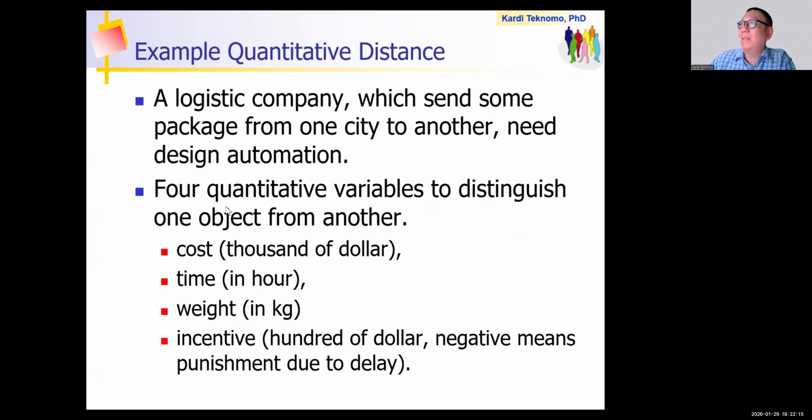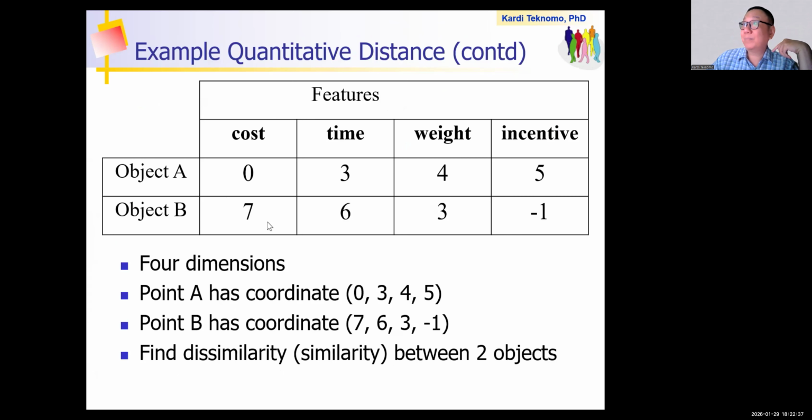So usually you will have something like this. Say for example, a logistic company sends a package from one city to another. They need automation, and these are the four variables that they put: the cost, the time, the weight, and the incentive. Different units, right? So in that case, these are the point coordinates. This point coordinate represents its features. Is it clear now?